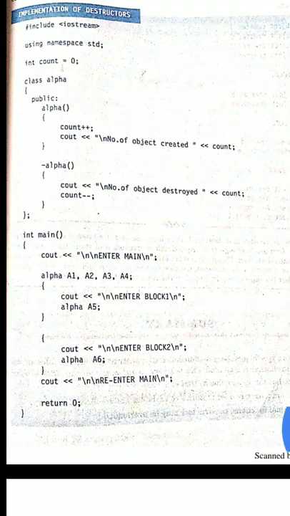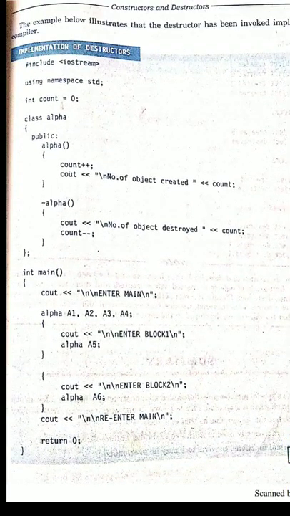Okay, see here. First you have to write the header file, like using namespace std. So what we have done here: int count is equal to 0. First we have initialized the value 0 for count, so initially the count value will be 0. We have created a class called alpha. We have created an alpha constructor here.